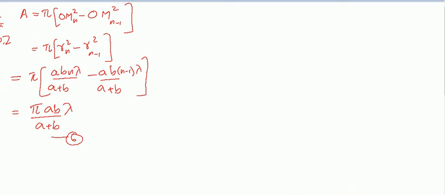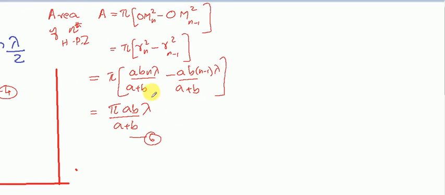Now we'll go to area. How to find the area of the zone? Area of the nth half period zone, A, equals pi times the radius of the nth half period zone squared minus the radius of the previous zone squared, that is Rn square minus Rn minus 1 square. Substituting for radius, pi times ab by a plus b n lambda minus ab by a plus b n minus 1 lambda. You can cancel the n lambda terms, so only one lambda term will remain, so pi times ab by a plus b lambda.